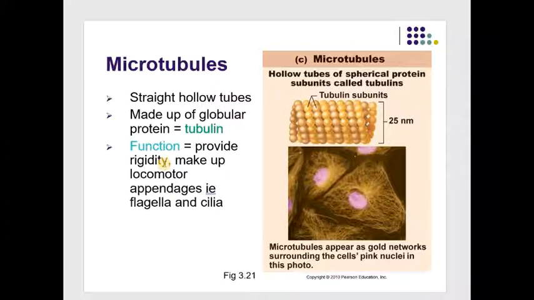Not all cells, but some cells have different appendages or things that stick outside of them that allow movement to happen. We call these flagella or cilia. So a sperm, for example, has a flagellum. It's a tail. And some cells in our body have cilia, which are little hair-like appendages that are going to allow movement to happen throughout the body. These are all made up of microtubules.